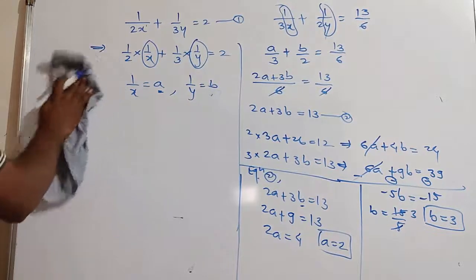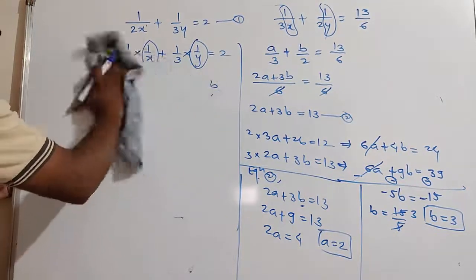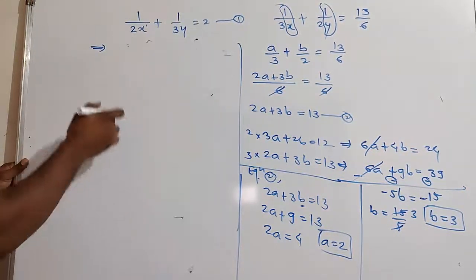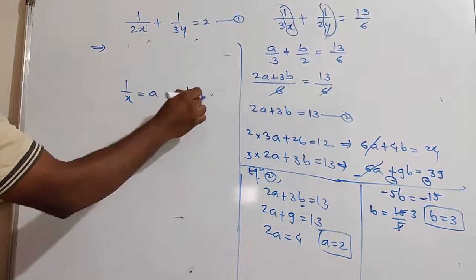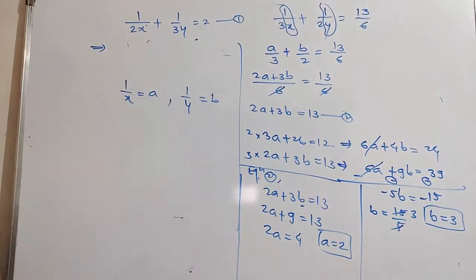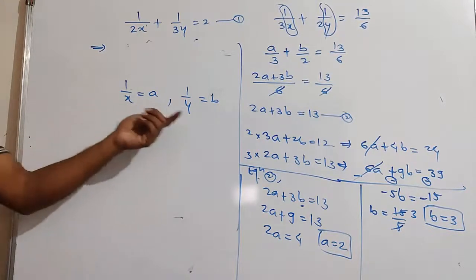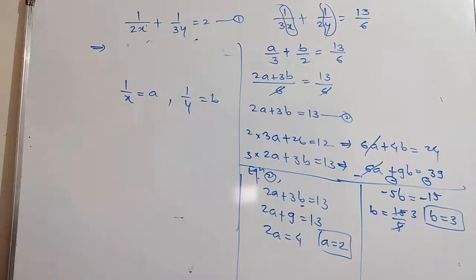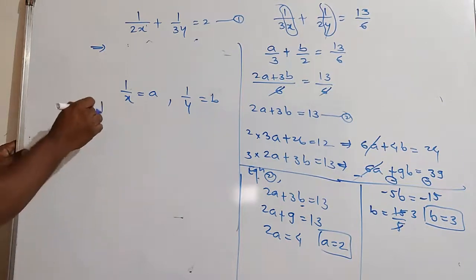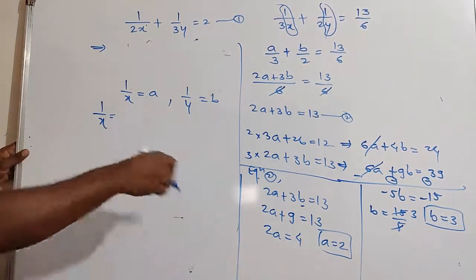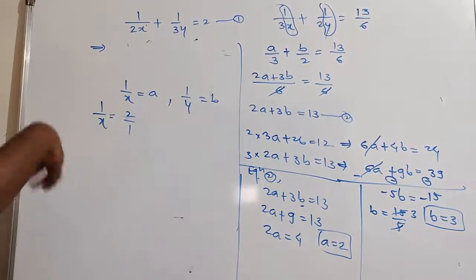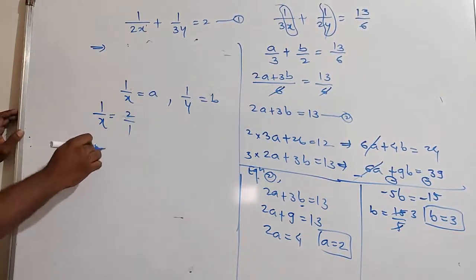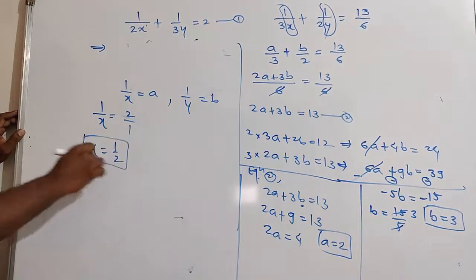Now we have to consider here that 1 upon x as a and 1 upon y as b. We want the value of x and y here, not a and b. So from this we can write the value of x and y. Here 1 upon x is equal to a, we got, that is 2 by 1. Okay? So we can take the reciprocal. We will get x is equal to 1 by 2.